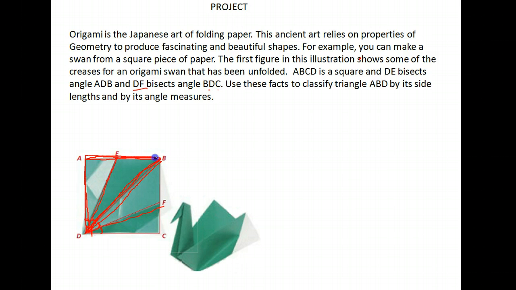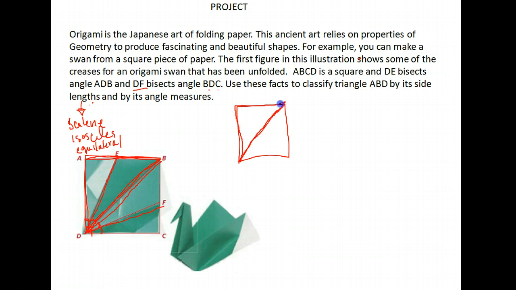Okay, so what do we want to think about? Okay, so if you're classifying by its side lengths, remember the 3 possibilities are either scalene, meaning none of the sides are the same length, isosceles, meaning 2 sides are the same length, or equilateral, meaning all sides are the same length. Now, looking at it and remembering that this triangle is part of a square, okay, here's our triangle right here, how many sides would be the same length?